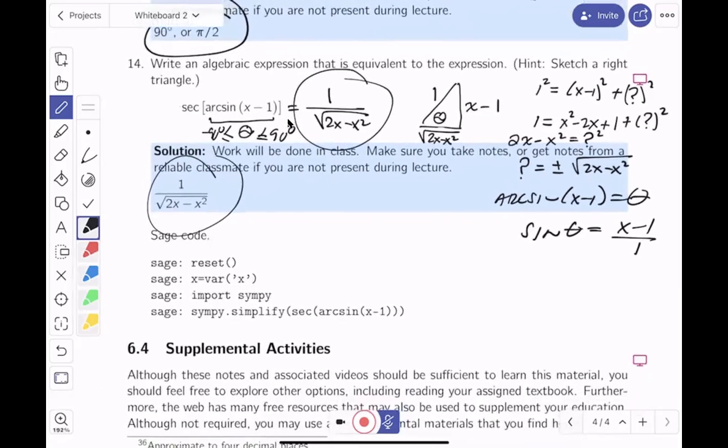That covers that section, and it's a short section. You should be familiar with how to use your calculator and the meaning of the arc functions for sine, cosine, and tangent. Thank you.